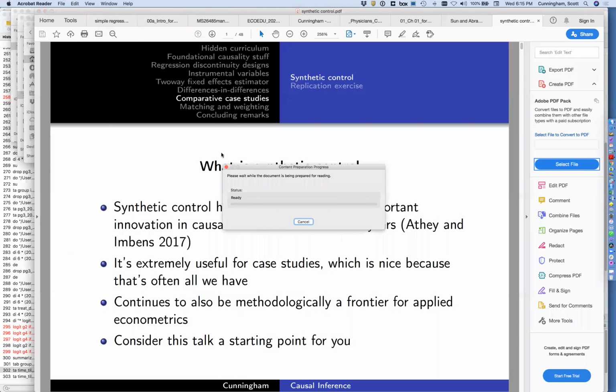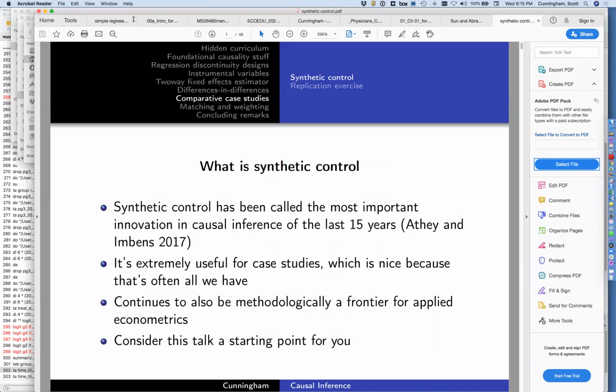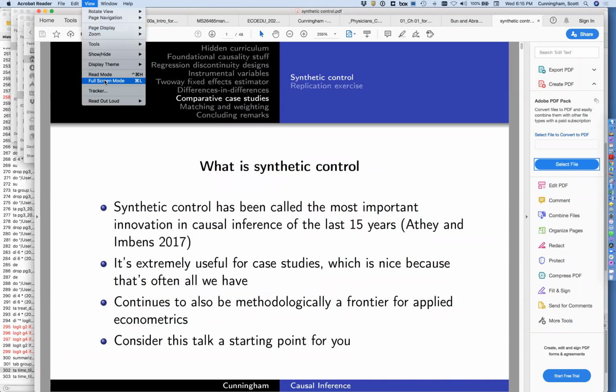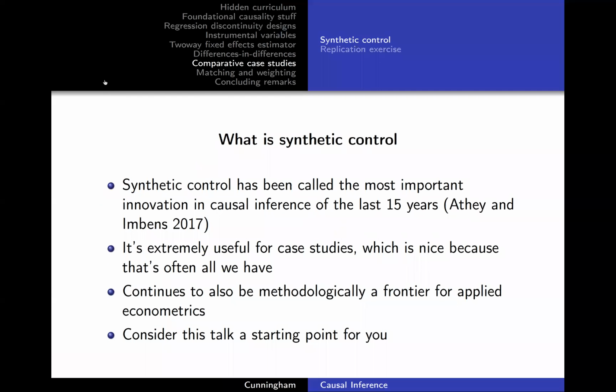Synthetic control has been called by Athey and Imbens the most important innovation in causal inference in 15 years. It was developed by Alberto Abadie in a 2003 American Economic Review, looking at the effect of terrorism on GDP in Spain. It was a terrorist attack that only hit the Basque country.